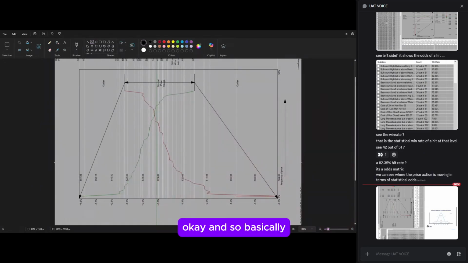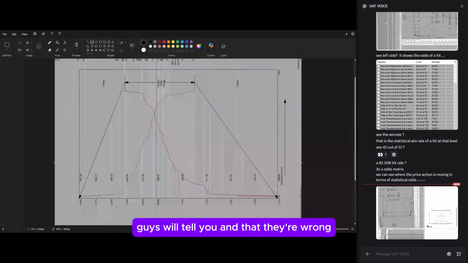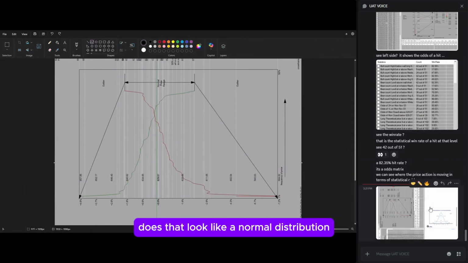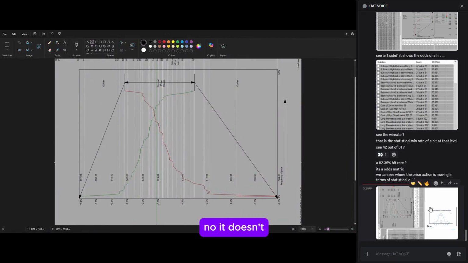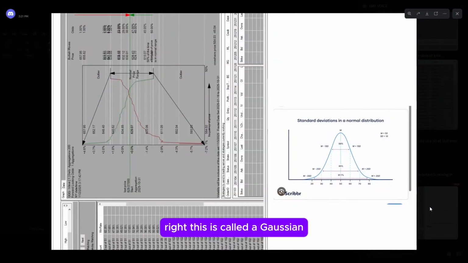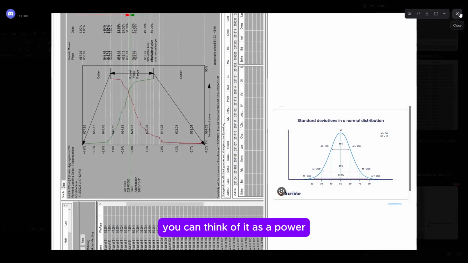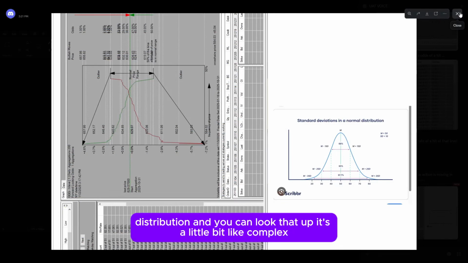Basically, that's what Black-Scholes guys will tell you, and they're wrong. You can obviously see we're showing the historical distribution of volatility here. Does that look like a normal distribution? No, it doesn't. It can be characterized in two ways. This is called a log-normal distribution. But as a broader function, you can think of it as a power law distribution, and you can look that up.